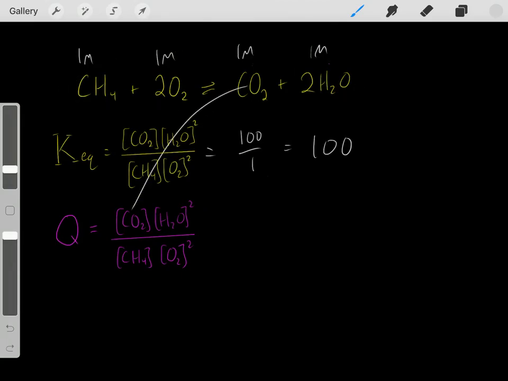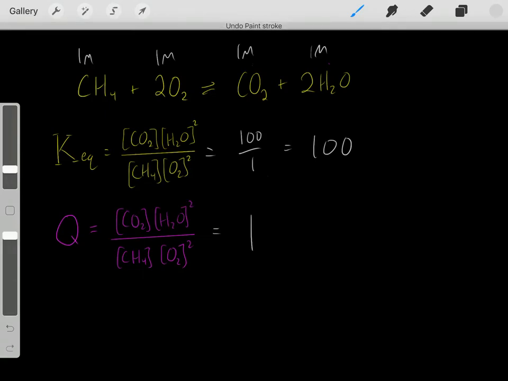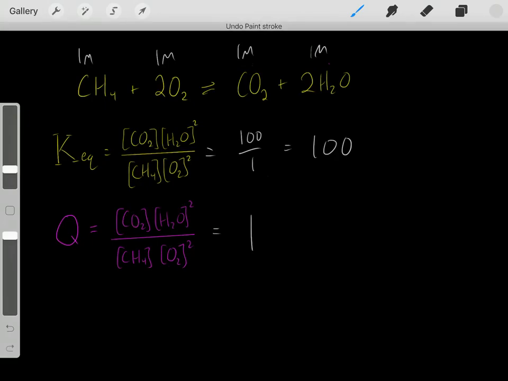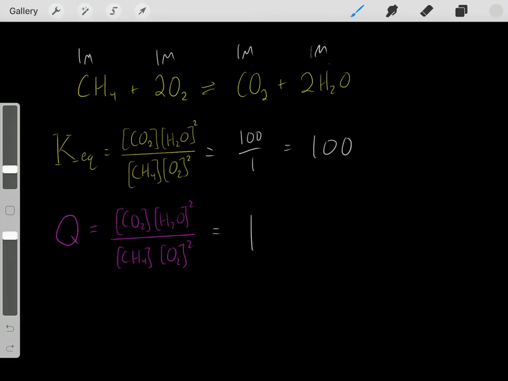And if we were to plug in 1 molar concentrations for all these reactants and products, we would get a reaction quotient of 1. Because 1 times 1 squared is just 1, and then 1 times 1 squared is just 1, so 1 divided by 1 is just 1. So with these prevailing conditions, this reaction has a reaction quotient of 1.